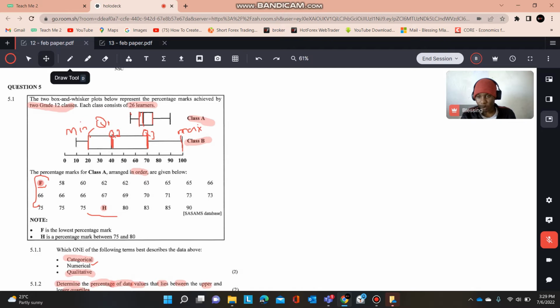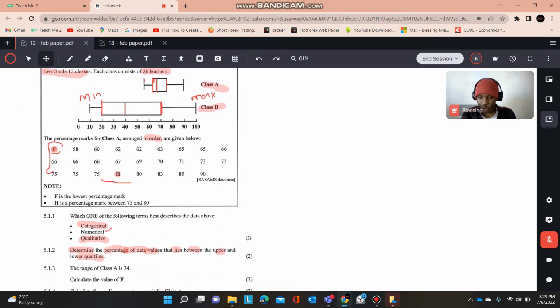So they gave us the two box and whiskers. Let me just erase these things over here. So just remember that the first line over here is quartile 1, this one is quartile 2, and this one is quartile 3. And quartile 3, which is here, is the same as the upper quartile, and this one is the lower quartile.